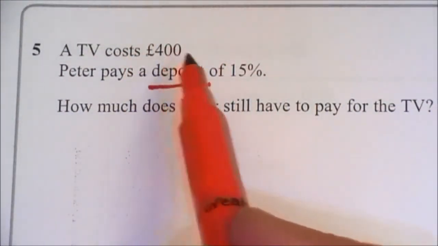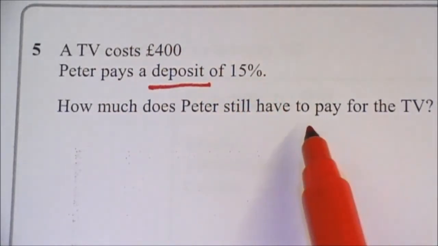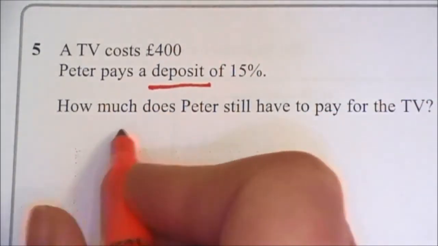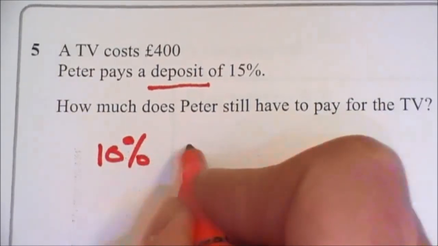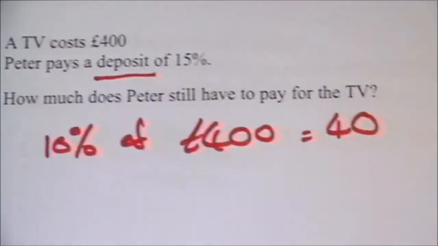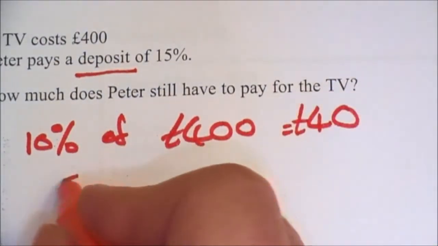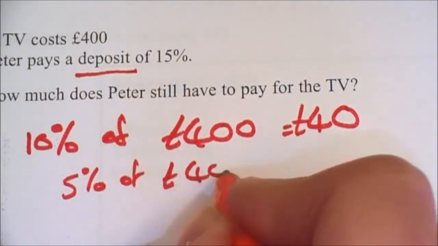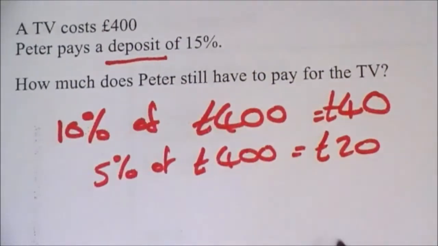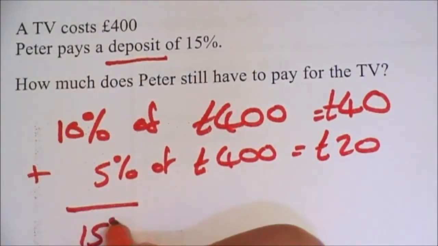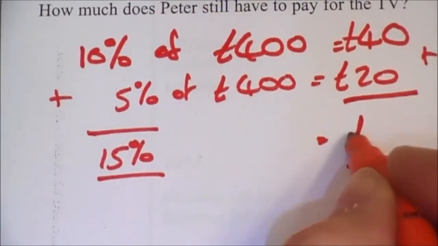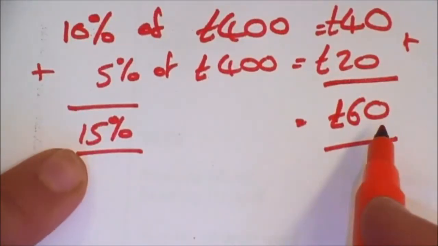So it costs £400. He's already paid 15%. We want to know how much is left. So this is going to be a takeaway question. First thing I have to do though is find what 15% equals. So first thing I'll do is find 10% of £400, which is £40. Then I'll find 5% of £400, which is half of 10%, so half of 40 is 20. Then to find 15%, I'll add them together, which will give me £60. So 15% is equal to £60.